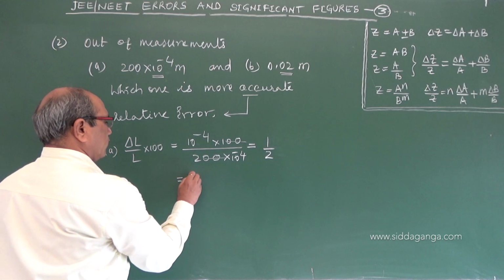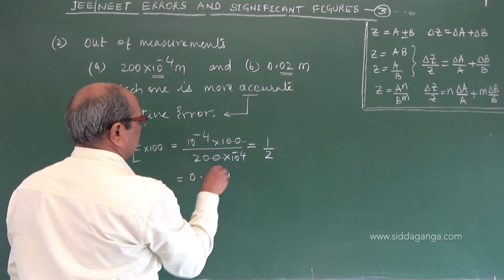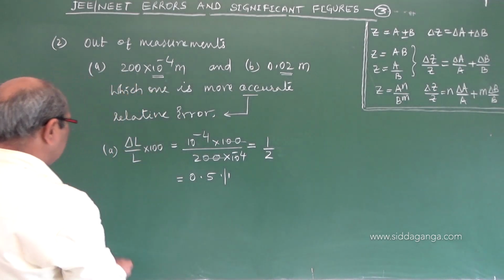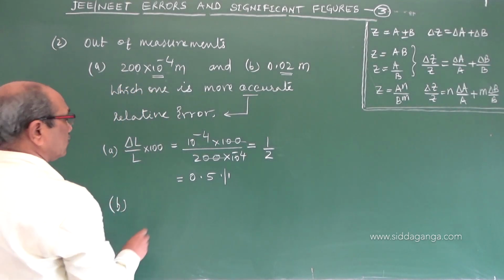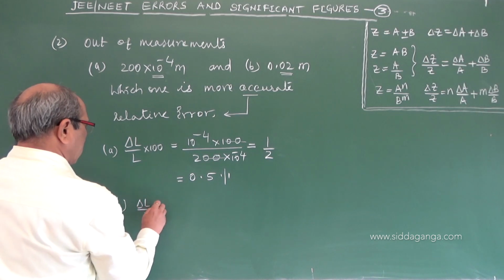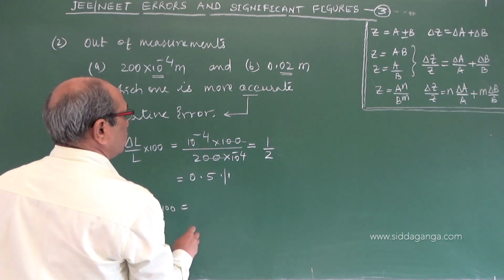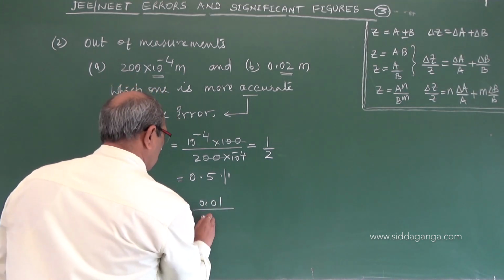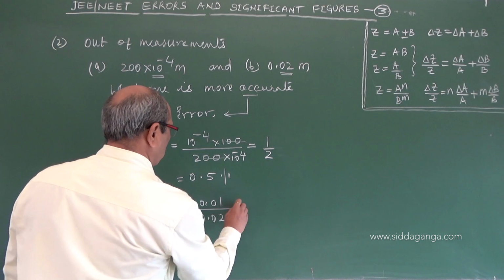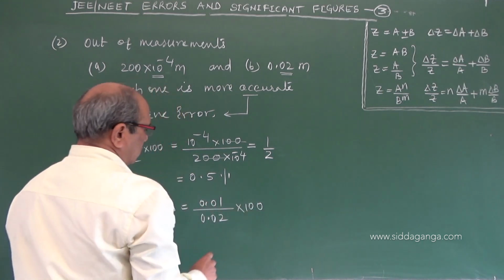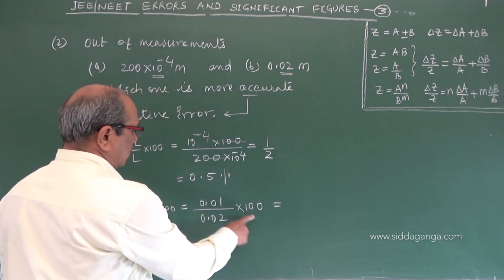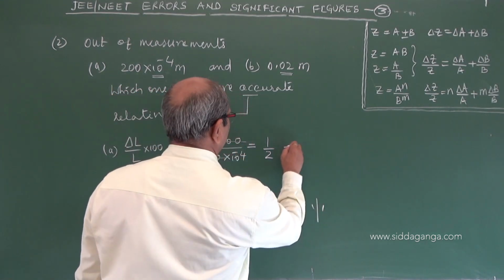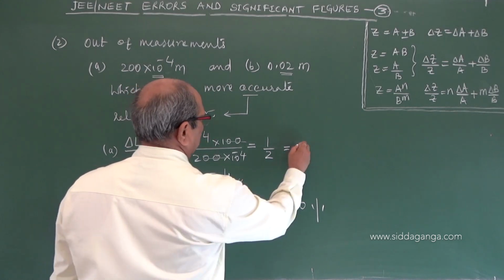One by 2 is 0.5%. Sorry. And the second one, let us take delta L by L into 100, which gives you 0.01 by 0.02 into 100. So this becomes 1 by 200 by 2, which is 50%. This is half, 0.5%.